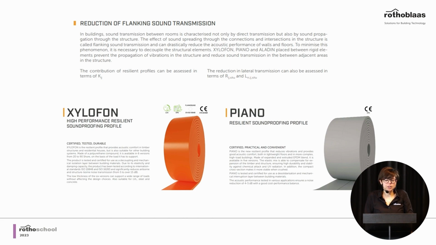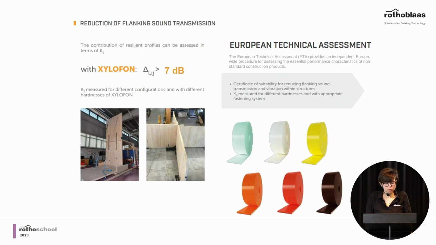For the reduction of flanks in sound transmission, as I said, we can use resilient interlayers. We have two kinds of product: one in EPDM and one in polyurethane. Polyurethane is considered more durable, better performing in the long term, and the way that we can estimate the performance of this resilient interlayer is we have two possibilities.